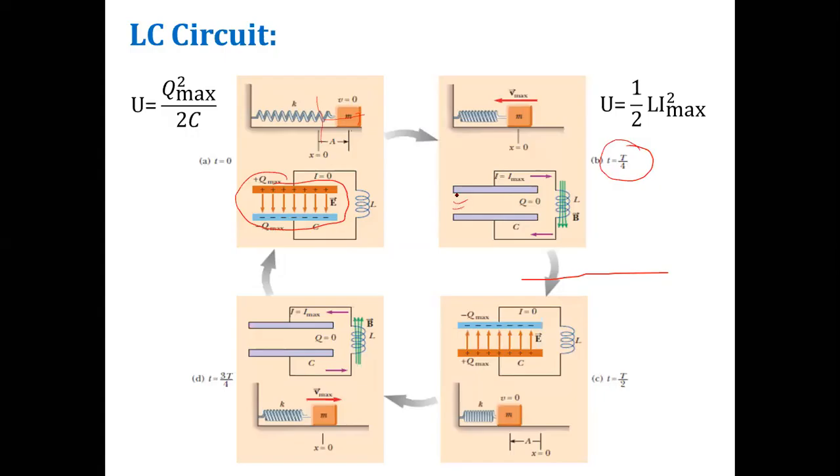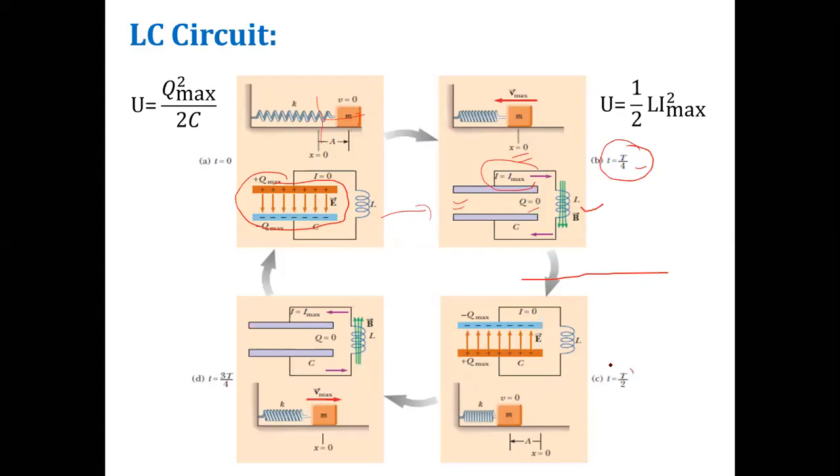Now at time t is equal to 1/4 of the cycle, from here to here, your capacitor will start discharging, right? At time t is equal to 1/4 of the cycle, your capacitor would have fully discharged. You will have the maximum current in the circuit, and your total energy of the circuit will be stored inside this inductor. Now, this would be equivalent to your mass coming back to its equilibrium position here.